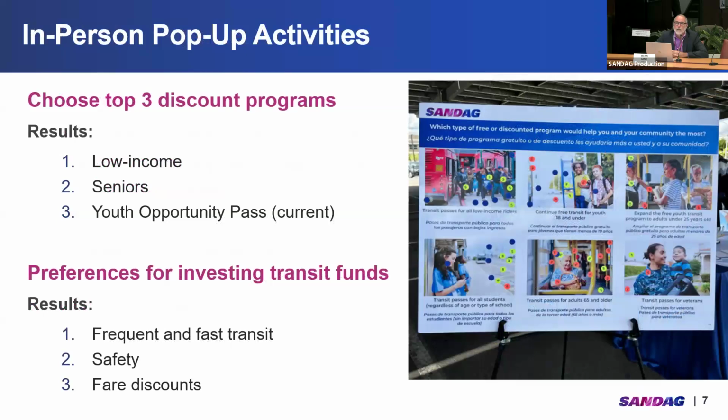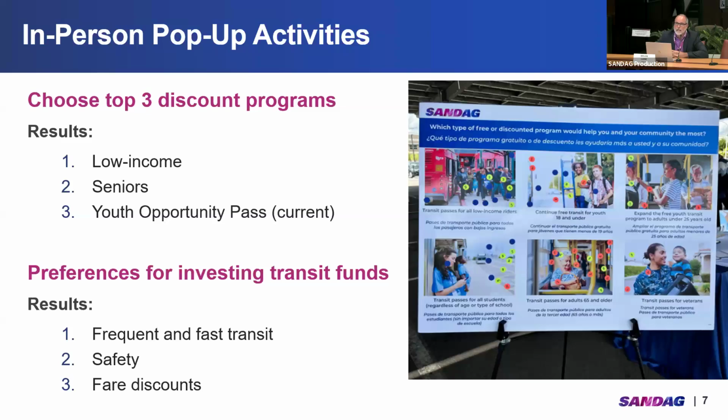While we were out there in the public, we had these boards up. We had 2 types of activities that we asked the folks who came up to us to participate in. One of them was to choose their top 3 discount programs from a list of multiple ones. And the results from that were they kind of favored low income transit discount programs, continuing programs for seniors. We already do have our senior disabled Medicare pass discount out there, and keeping the YOP pass.